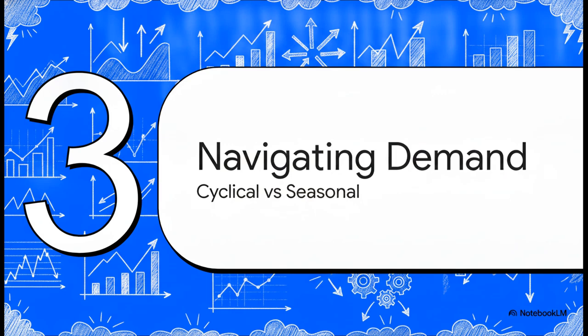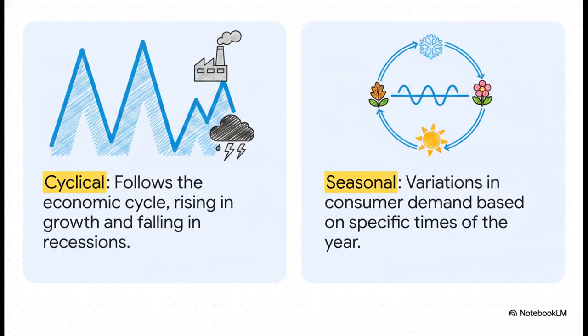Section 3, Navigating Fluctuations in Demand, Cyclical versus Seasonal. So market conditions are practically never static, and an effective marketing mix has to dynamically adjust to changing levels of demand. The absolutely crucial point here is understanding the difference between cyclical demand and seasonal demand. Cyclical demand is tied to the broader macroeconomic climate. It rises during economic growth and falls during recessions.